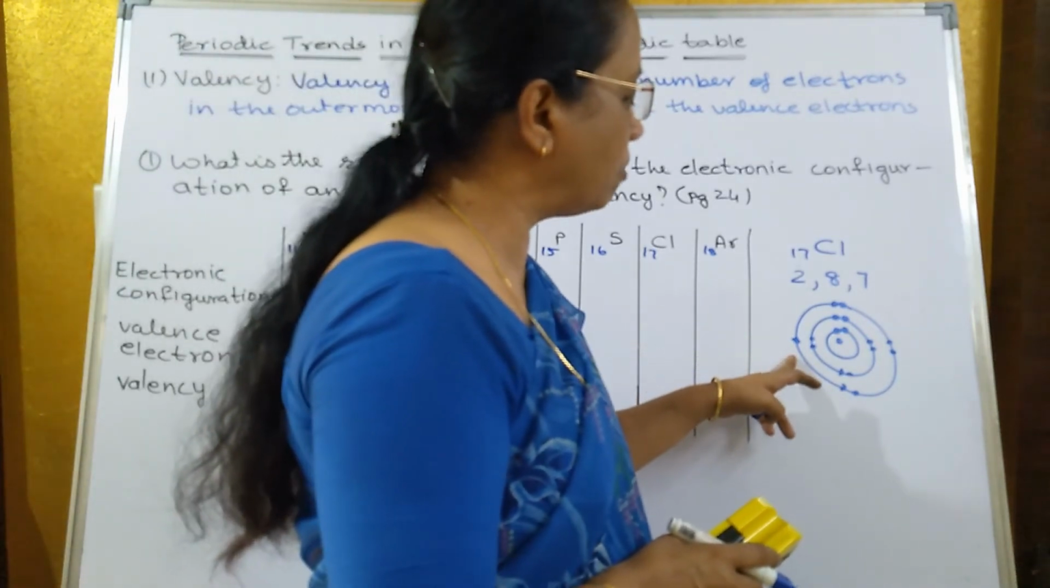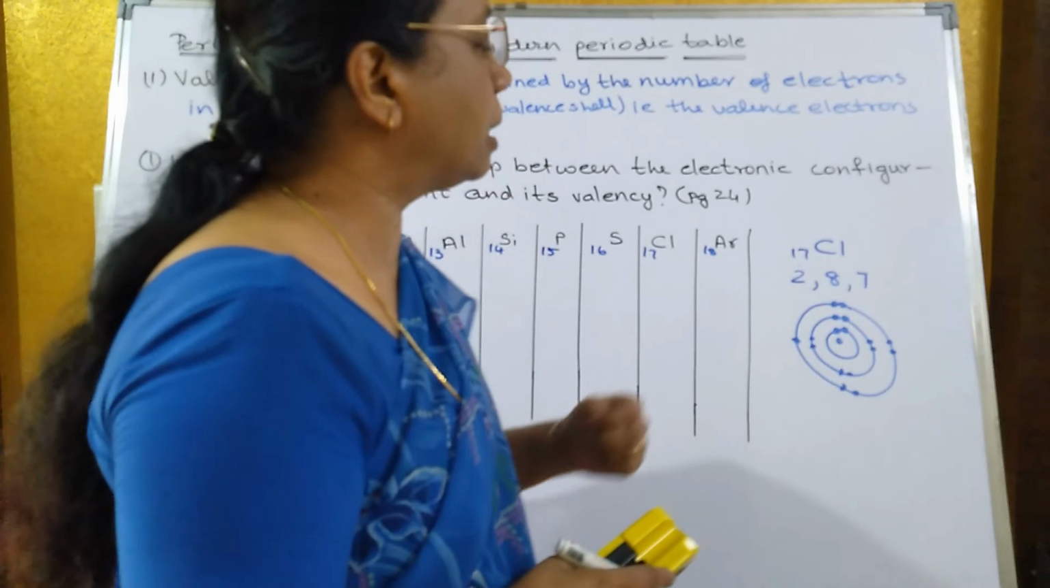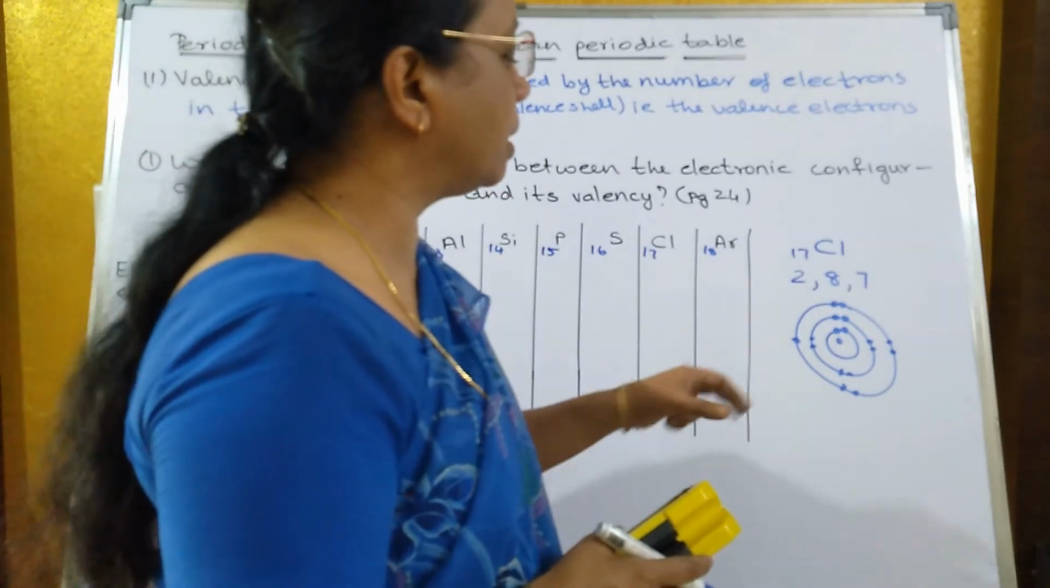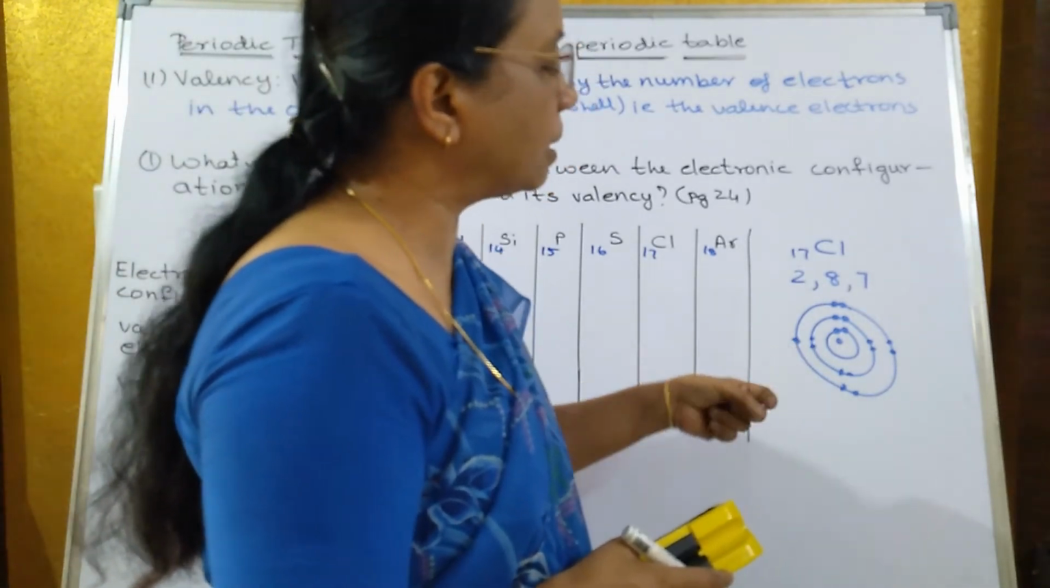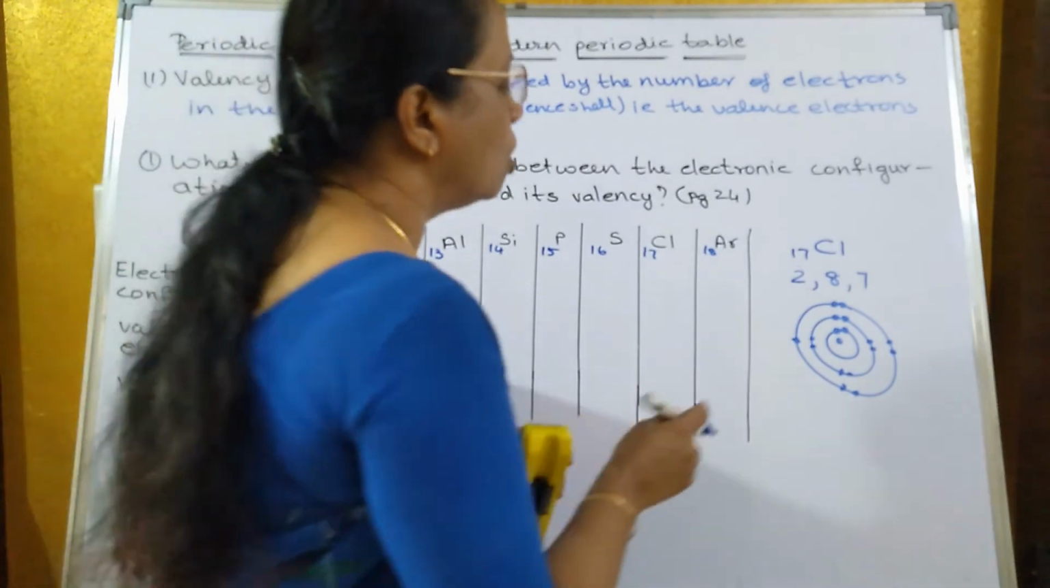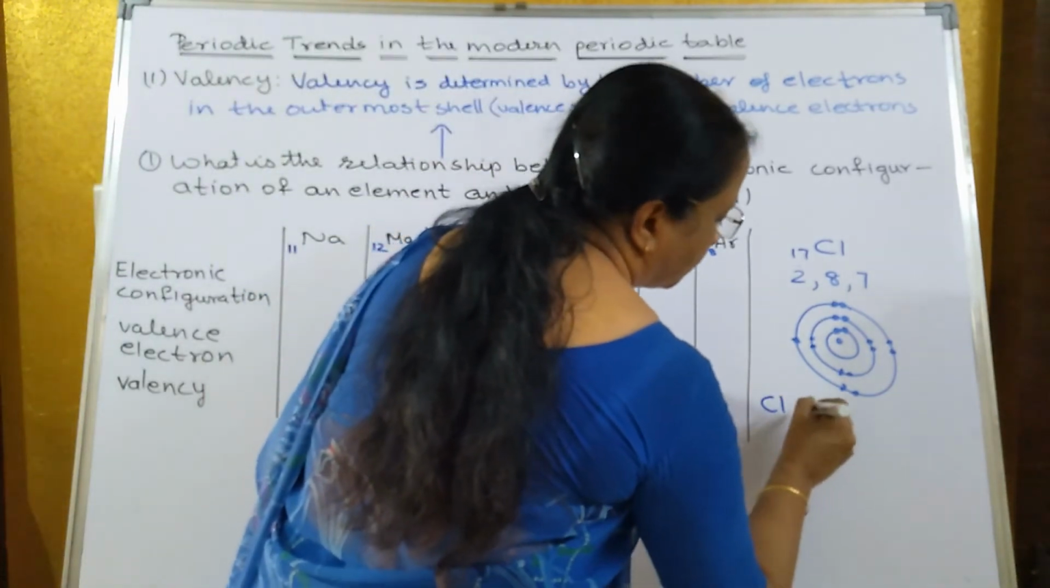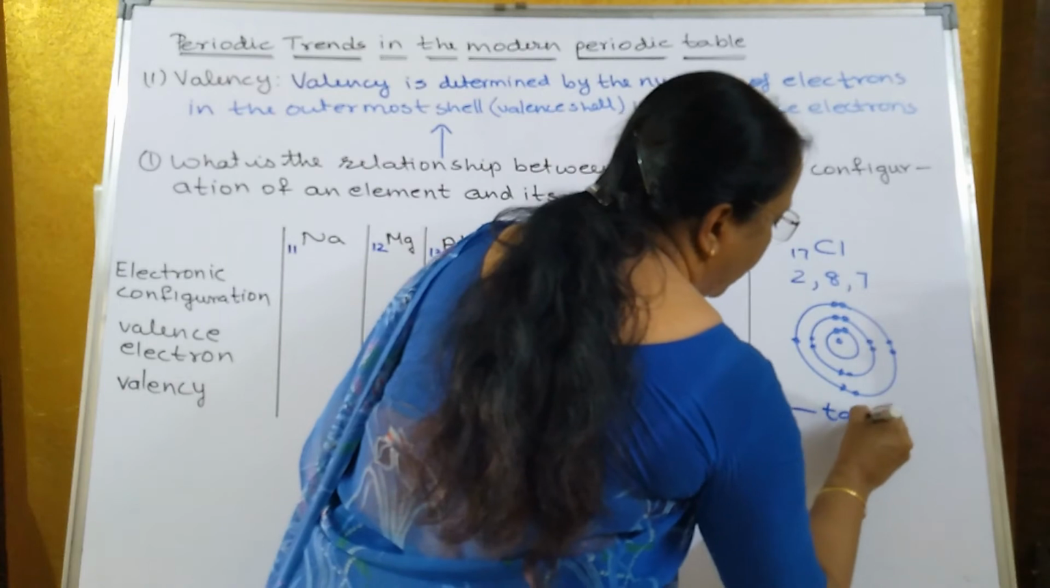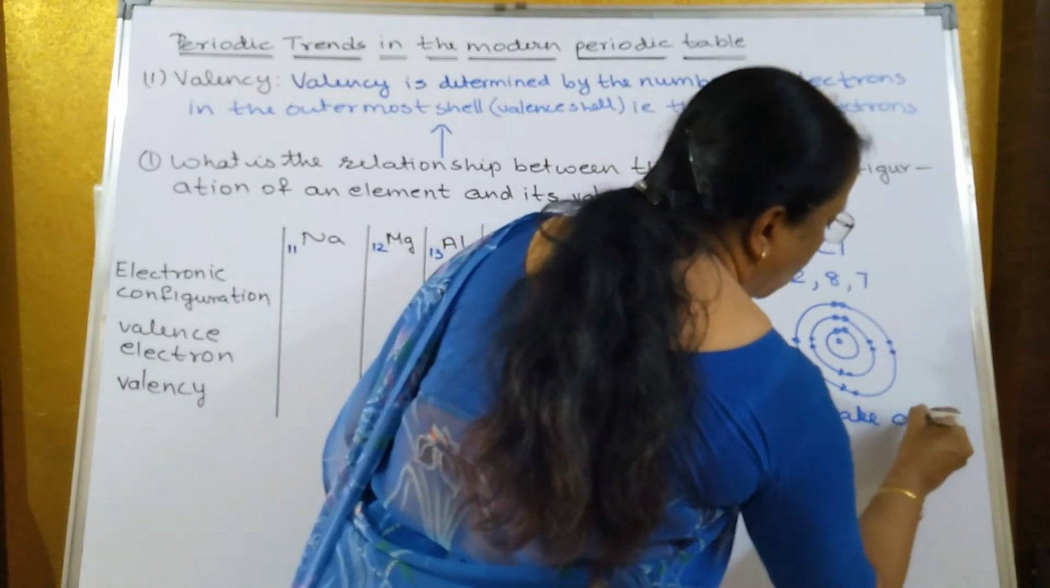So either chlorine will give away 7 electrons or it will take 1 electron. So which is easier? It is easier to take 1 electron rather than giving away 7 electrons. So chlorine will take 1 electron, or will accept 1 electron.